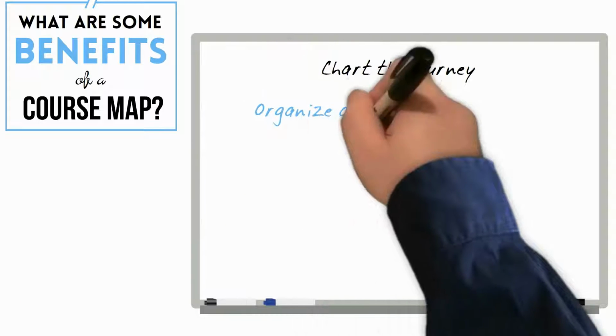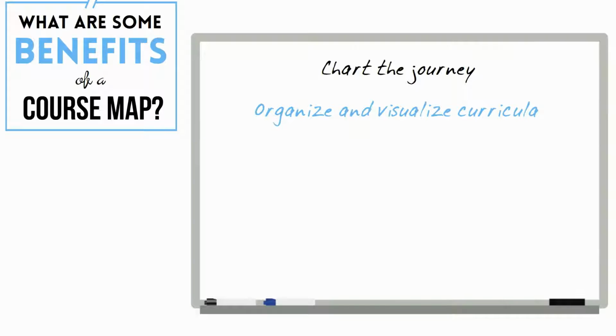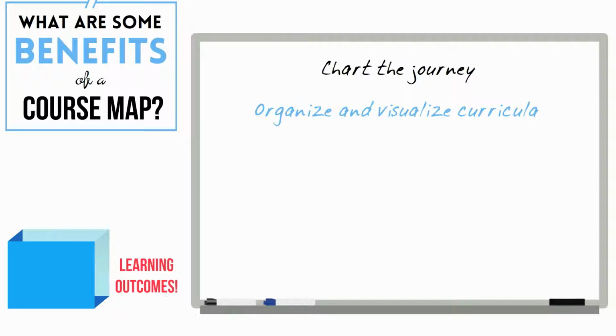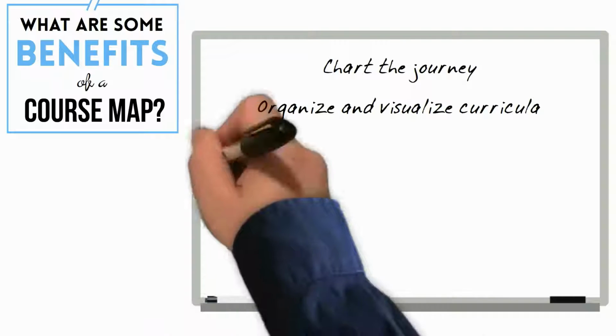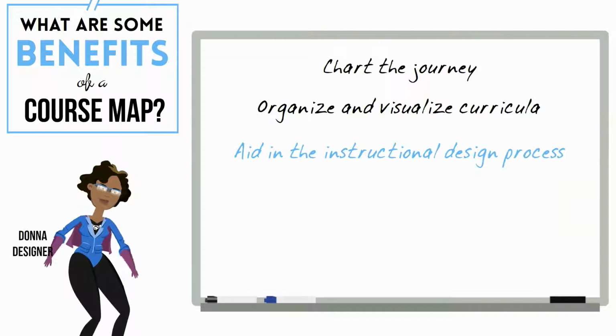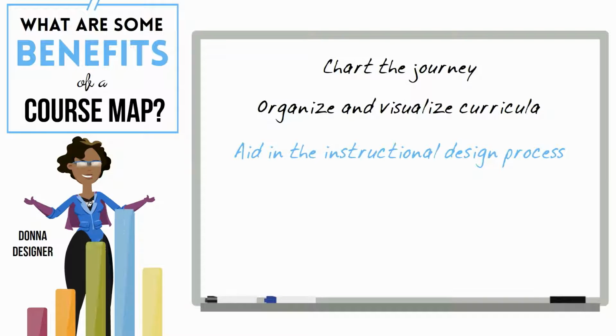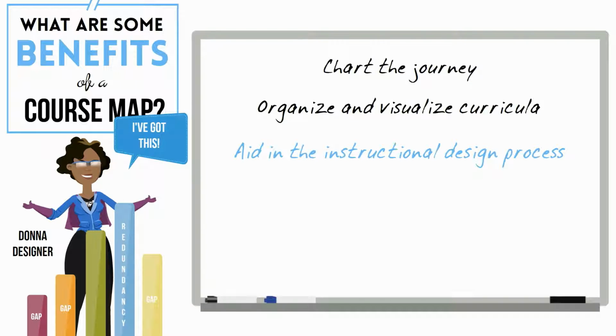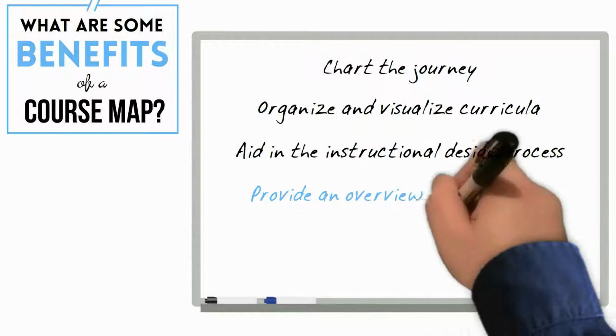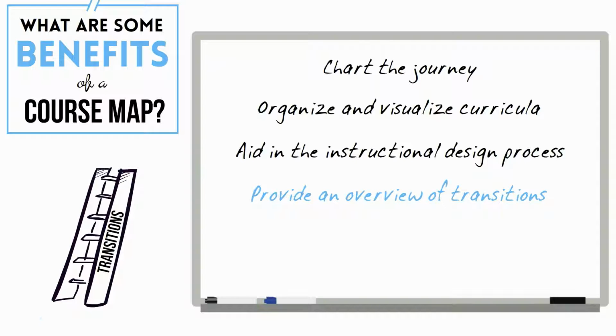Course maps organize and visualize the curricula so that both learners and stakeholders can understand the relationships between knowledge and skill activities, sequence of learning, assessments, and learning outcomes. Course maps even aid in the instructional design process by making it easy to identify gaps or redundancies in the blended learning curriculum, and at the same time making it easy to align activities to goals and objectives. Course maps also provide an excellent overview of transitions through the curriculum from simple to more complex concepts and applications within the blended learning experience.